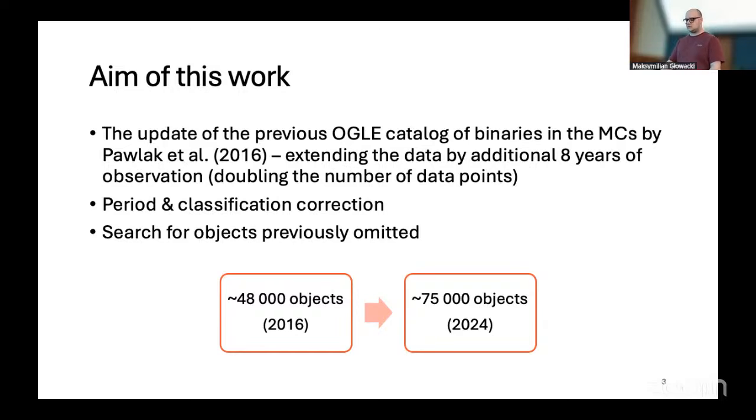Also, the previous catalog in 2016 used a semi-automatic approach. So we had the suspicion that some of the objects might have been missed. So in fact, in this catalog, we found like 50% new objects that are now included.